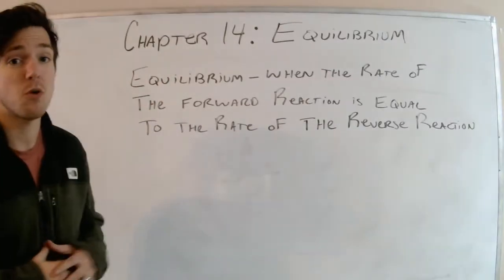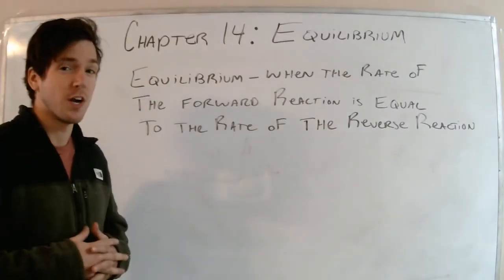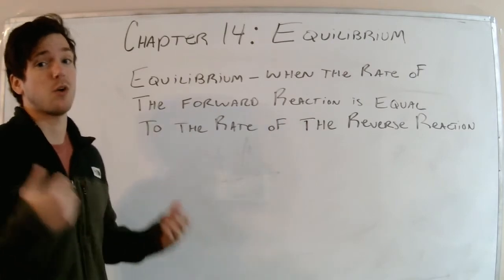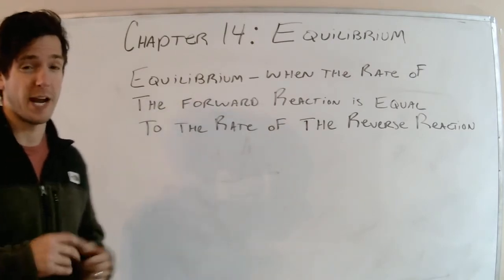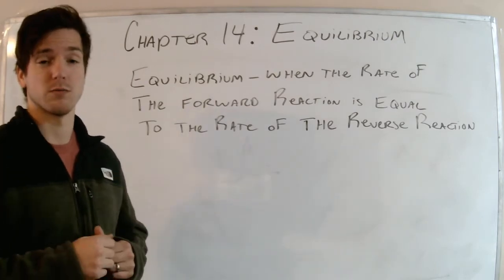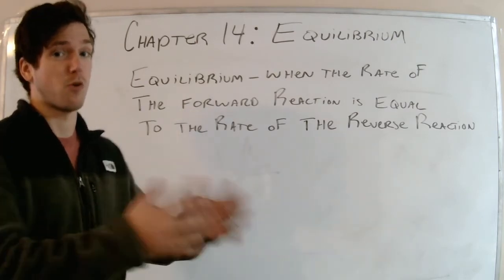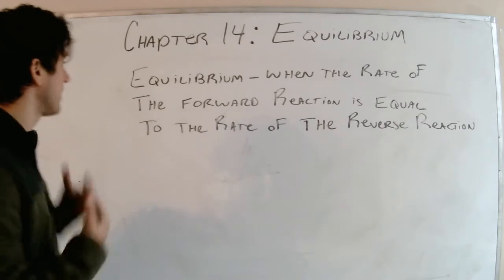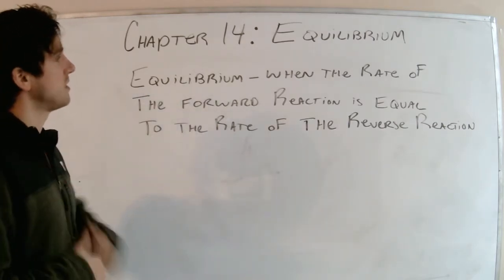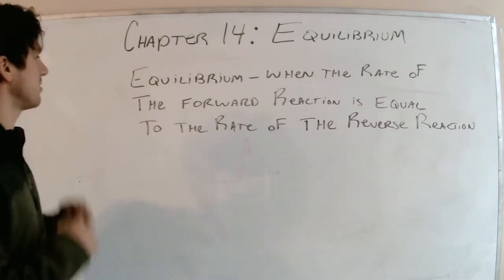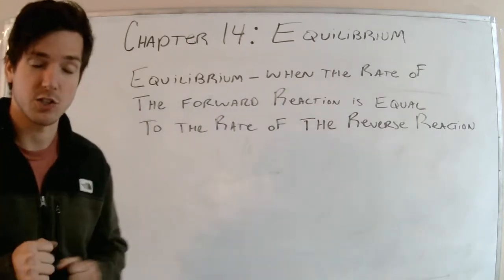Hey everyone! So we are moving on to a new chapter, chapter 14, which is equilibrium. Now we're not just dealing with reactions that go one way, we're dealing with reactions that can go forward and backwards. And the first thing I want you to realize is that equilibrium means when the rate of the forward reaction is equal to the rate of the reverse reaction.